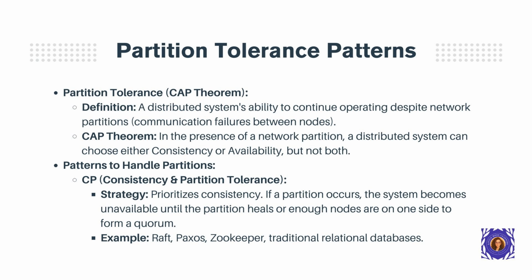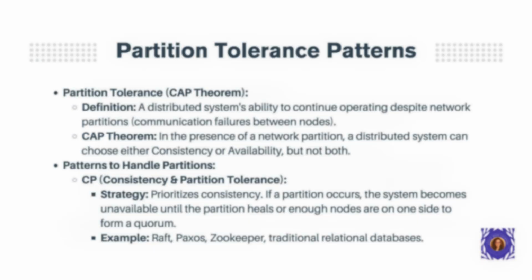Systems are designed to behave in two primary ways during a partition. CP, consistency and partition tolerance. These systems prioritize strong consistency. If a partition occurs and consistency cannot be guaranteed, the system will become unavailable for operations until the partition heals. Examples include Raft and Zookeeper, prioritizing correctness.